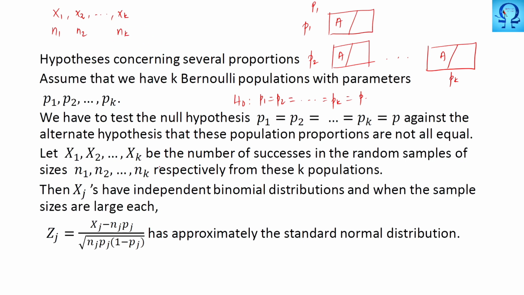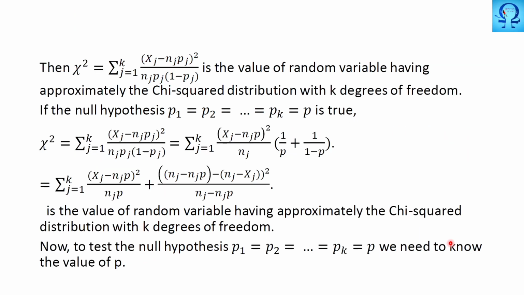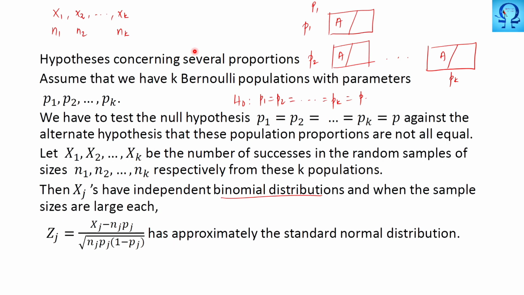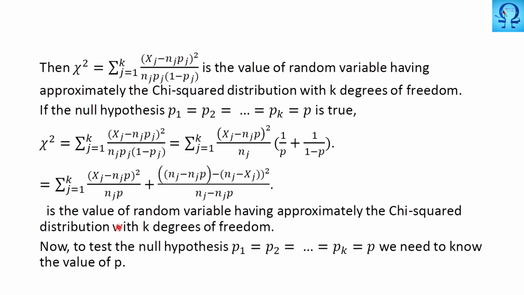If we define each xj, each is an independent binomial distribution. When the sample sizes are large enough in all the k cases, we have k different standard normal distributions approximately. The sum of the squares of all these standard normal distributions will become a chi-square distribution. Basically, chi-square is the summation, j runs from 1 through k, of zj square. It is the chi-square random variate with parameter k, that is, degrees of freedom k.